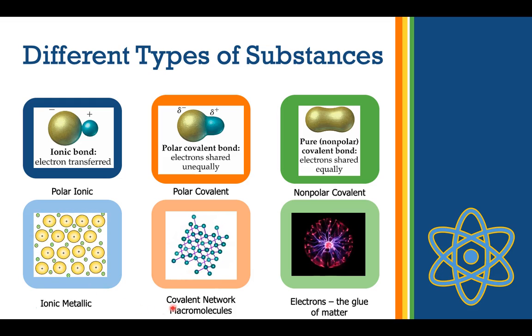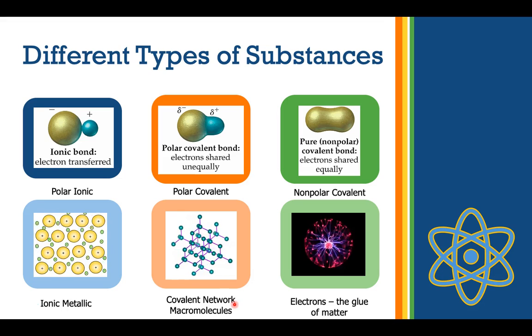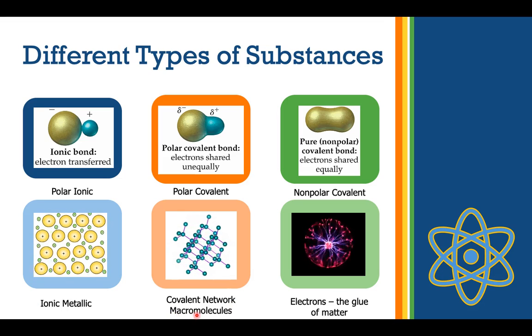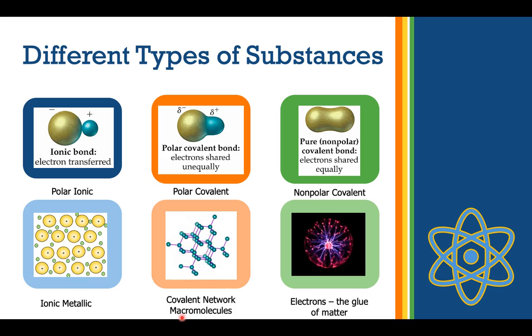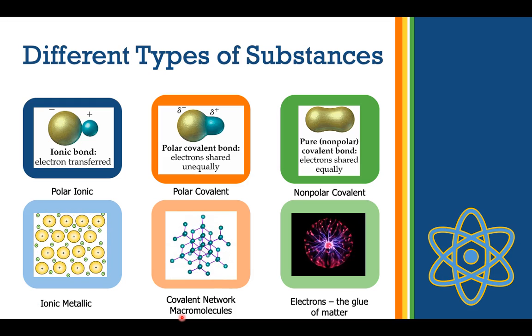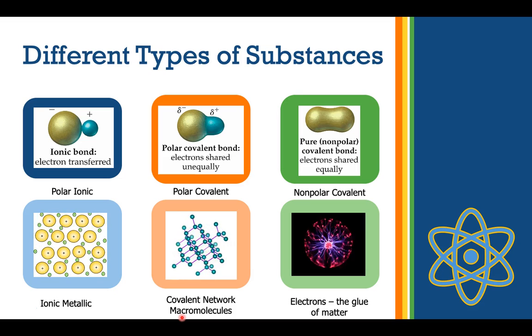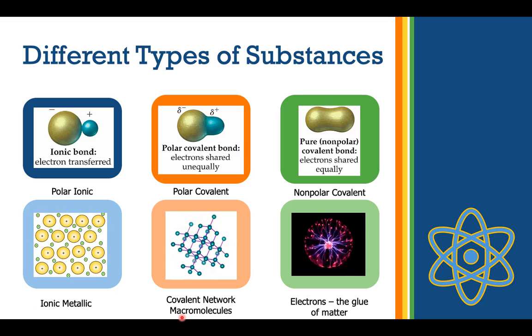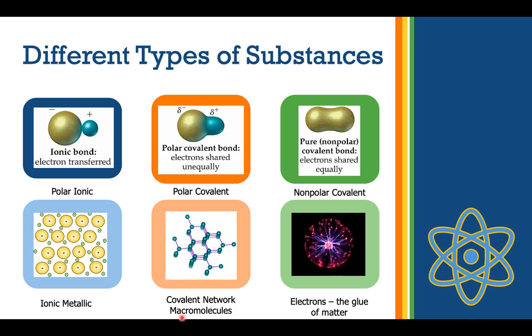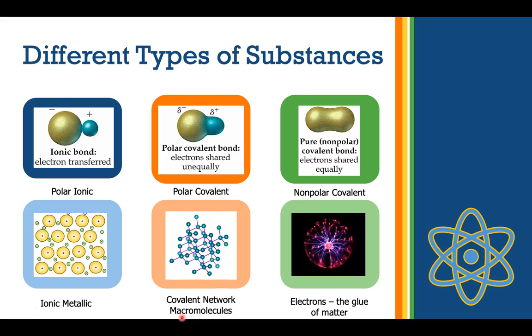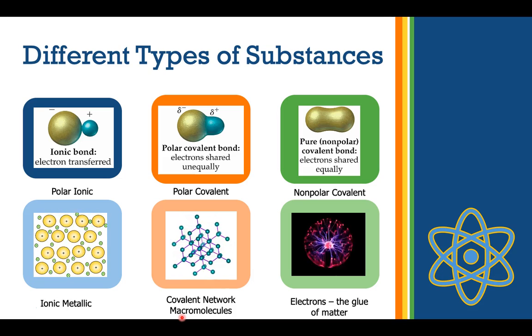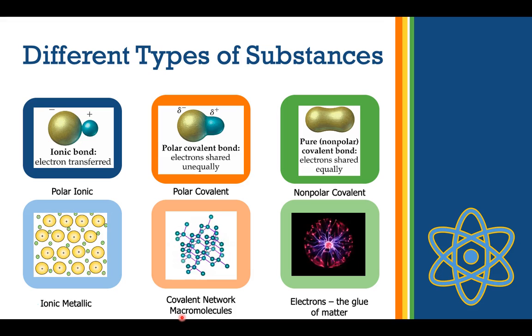So we also have covalent network macromolecules. Now, one thing that you need to know about a macromolecule: macro means to be seen without eye assistance, basically. So it's something that you can visually perceive. Do macromolecules exist? Yes. The table that you were sitting at is technically a macromolecule. It's a polymer, but you can see what it is, right?